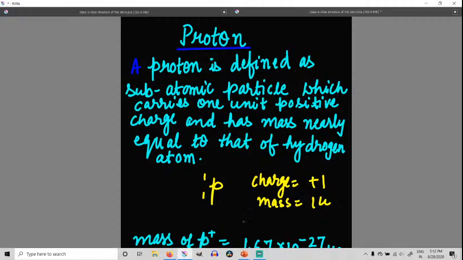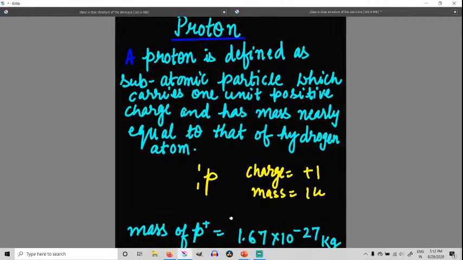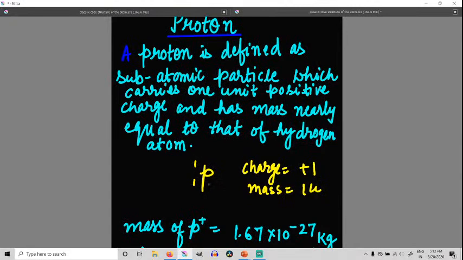And that's why, if we want to represent a proton, we write it as 1p1, with superscript 1 and subscript 1. It means the charge is 1 and the mass is 1 u. Understood? So this is how a proton is shown, represented by the symbol p with superscript 1 and subscript 1.